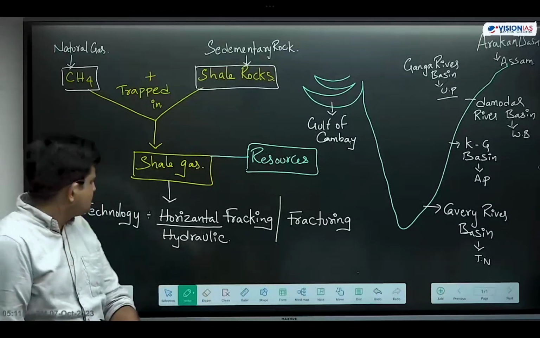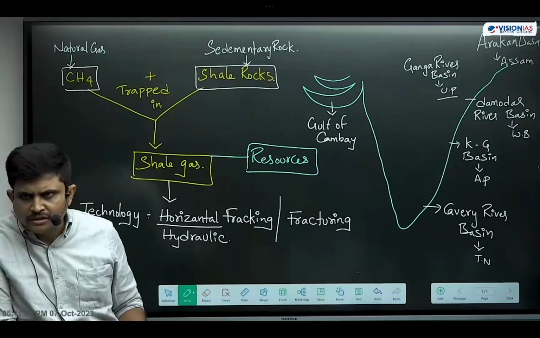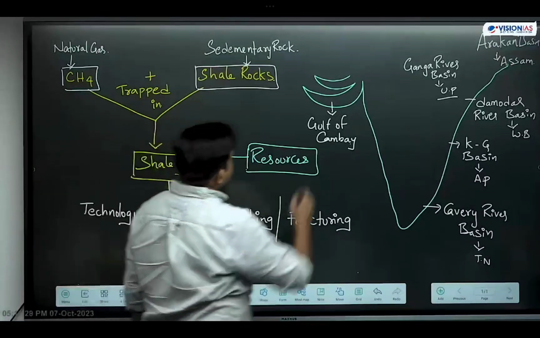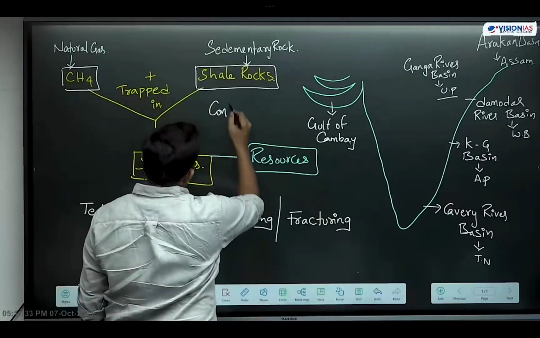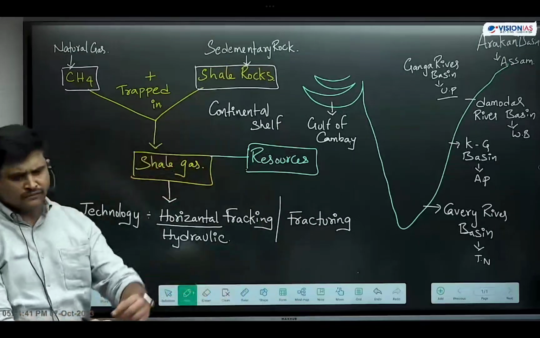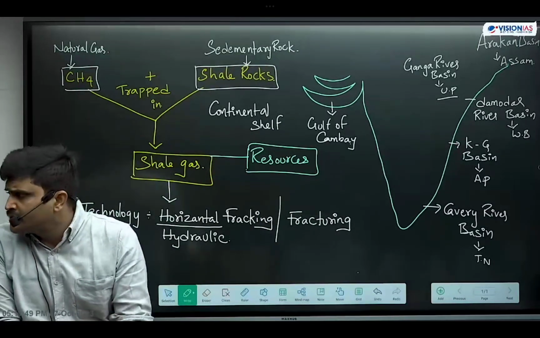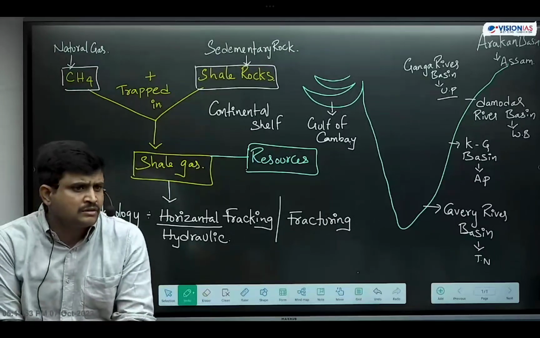Next, shale gas is available on land as well as in continental shelf regions. It is available in the continental shelf, meaning the shallow regions of coastal areas, as well as in the land part of the earth. Got clarity?